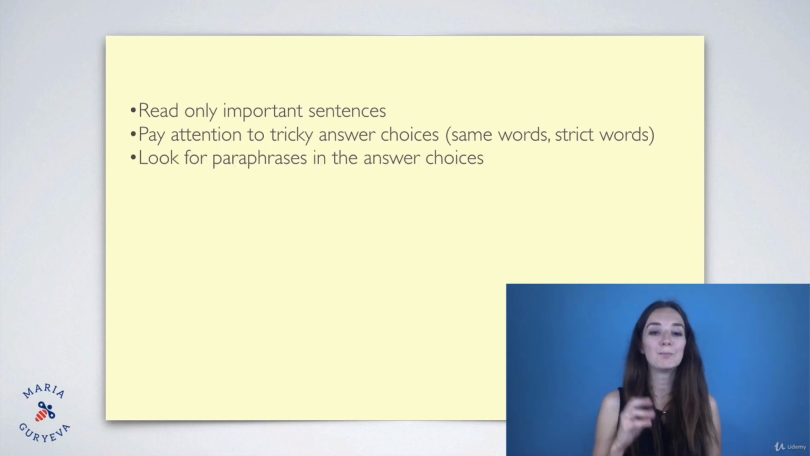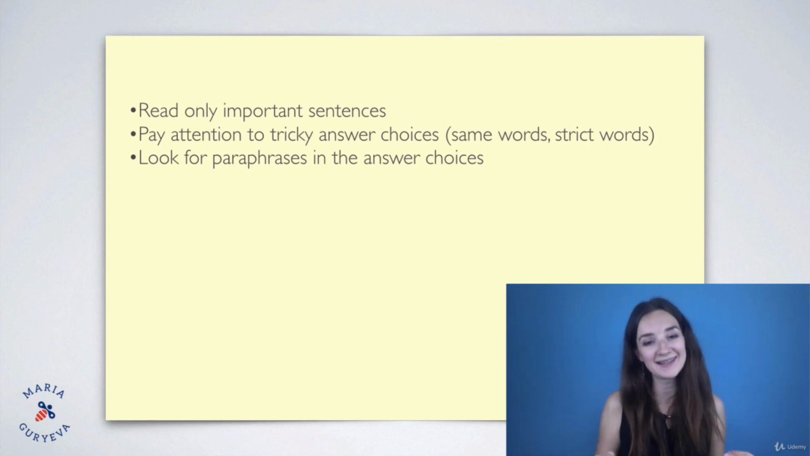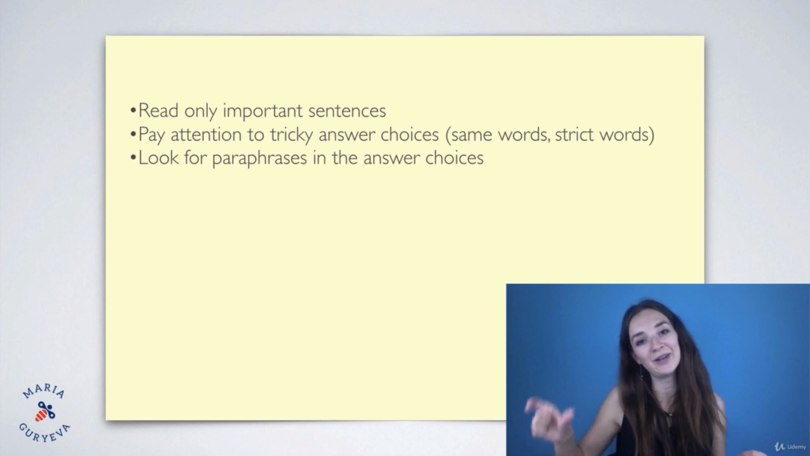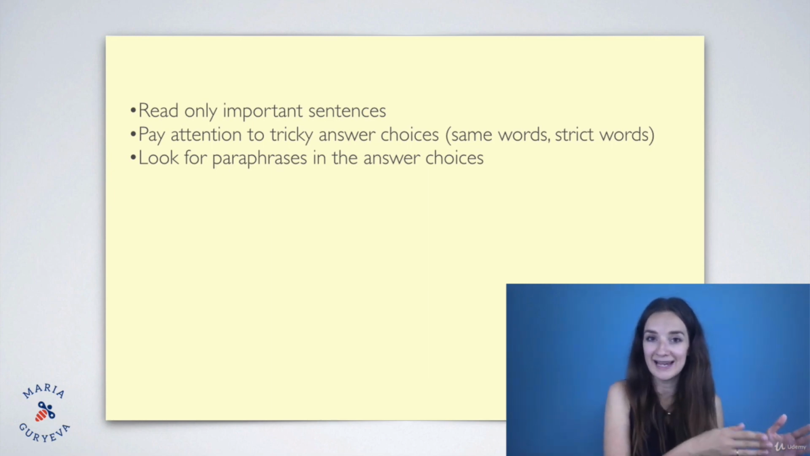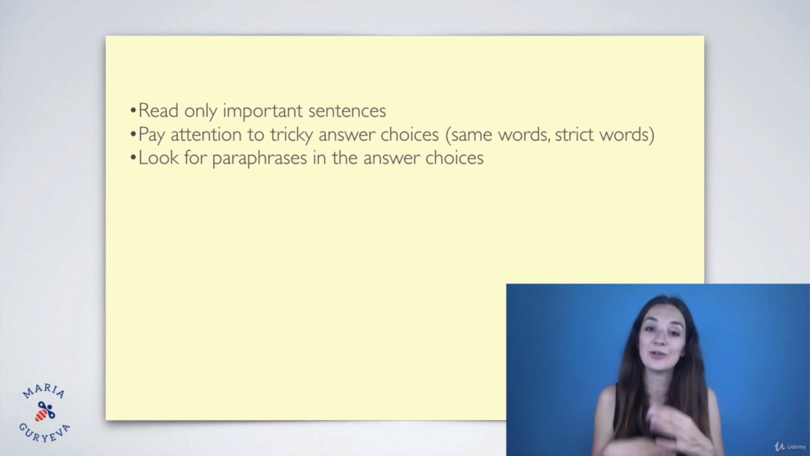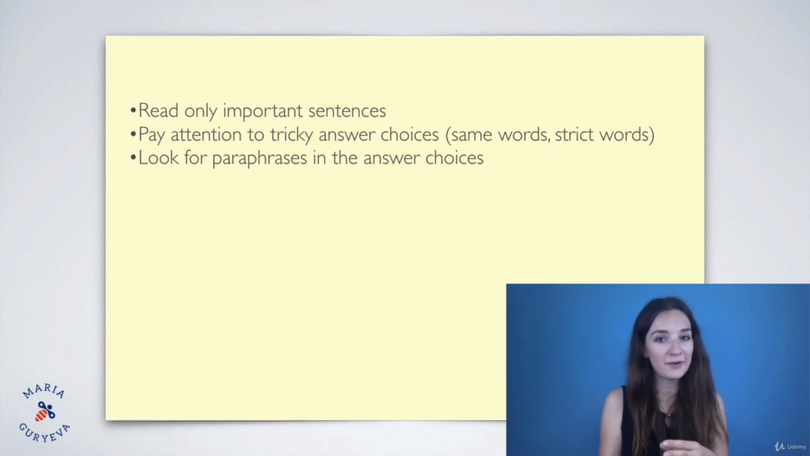Okay. Look for paraphrases in the answer choices. So this is the opposite of same words. If we are trying to find the right answer, we should always look for paraphrases. We should look for the answer choice which took some information from the text and changed it, paraphrased it, used the synonyms to describe that information. So we always look for paraphrases in the answer choices. Paraphrases are usually the right answer choice, okay?